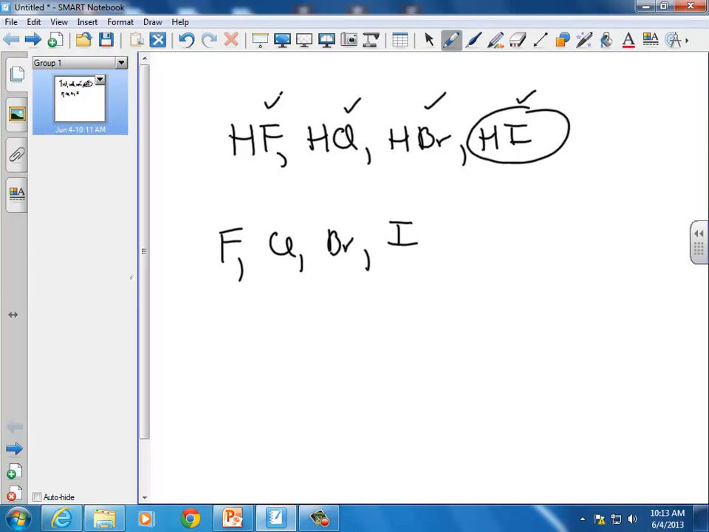Okay. So if hydroiodic acid is the strongest, which one would be the weakest base? Which conjugate base would be the weakest base? Actually, the conjugate base that would be the weakest would be the iodide ion. Okay, so the stronger your acid, the weaker the conjugate base.